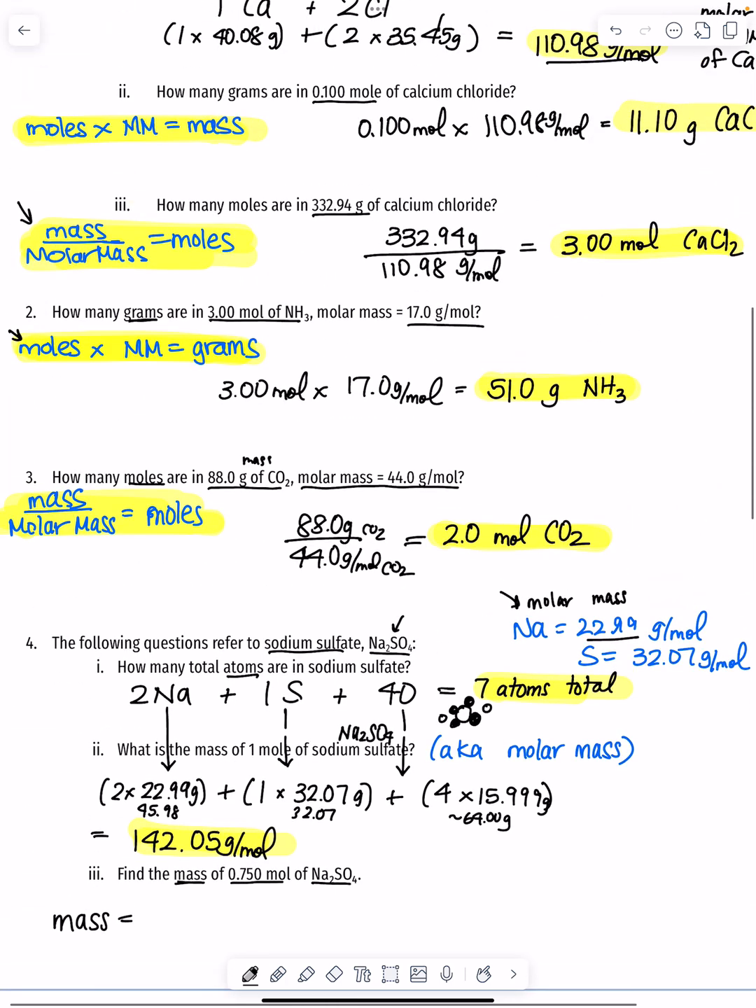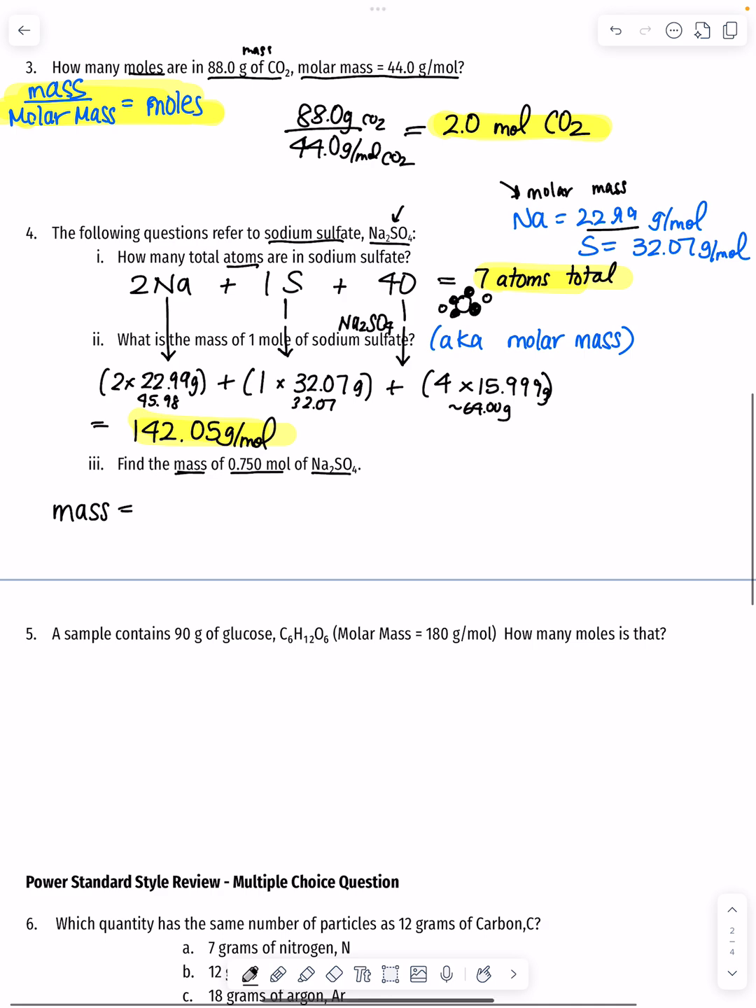Well, the only equation that gives me mass right here is moles times molar mass is equal to mass. So moles times molar mass. I already have the moles is 0.750. I have the molar mass is 142.05.